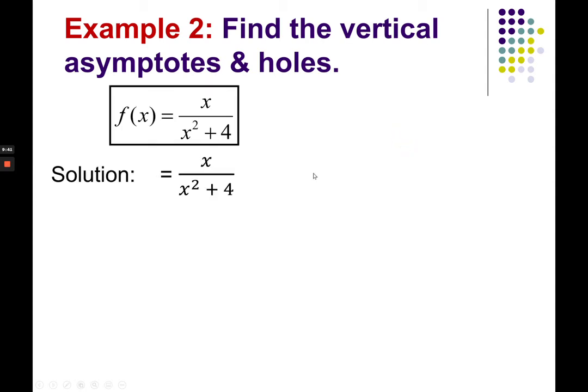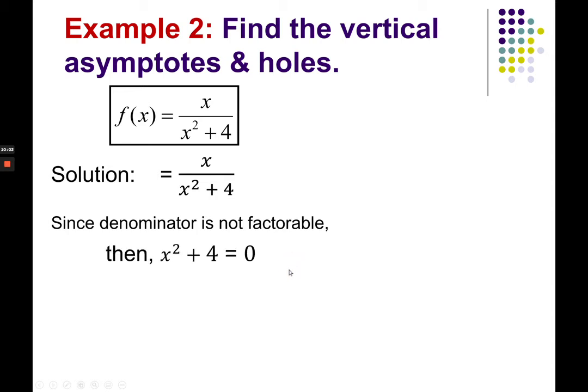So you have here: find vertical asymptotes and holes, x all over x squared plus 4. Actually, since x squared plus 4 is not factorable, there should be no vertical asymptote. Let's see if there is a hole. Actually, there's none. Since the denominator is not factorable, we can still try. Let's force it. Let's equate x squared plus 4 to 0. What happens? Subtract both sides by 4. It becomes x squared equal to negative 4.